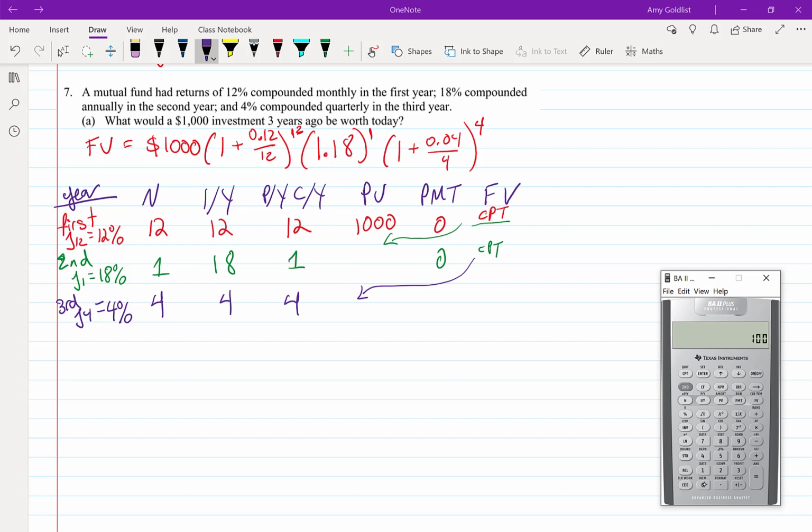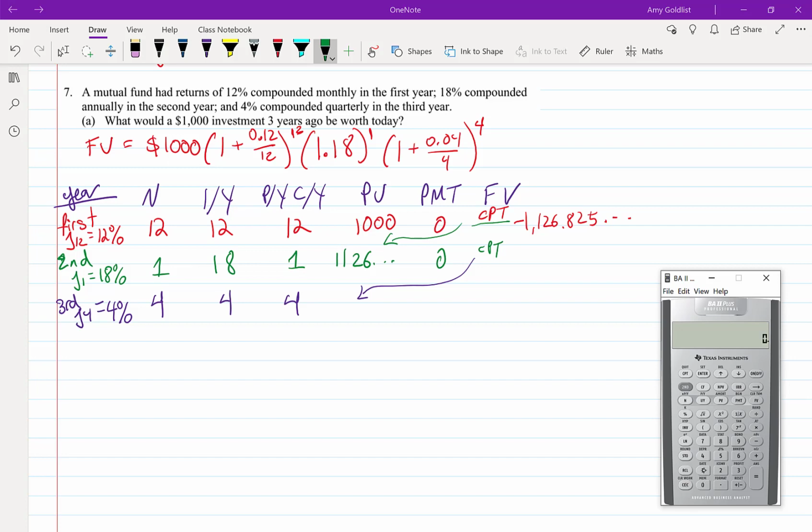We start with $1,000, make sure our payment is 0, and at the end of the first year, we have negative 1,126.825, and we store everything. I'm going to make this positive because I'd like my present values to be positive, but you don't need to do that. I'm going to press present value. What I've done here is put this into the present value.